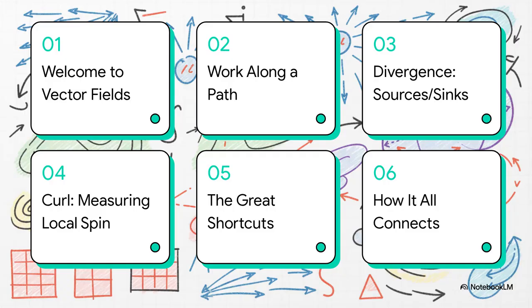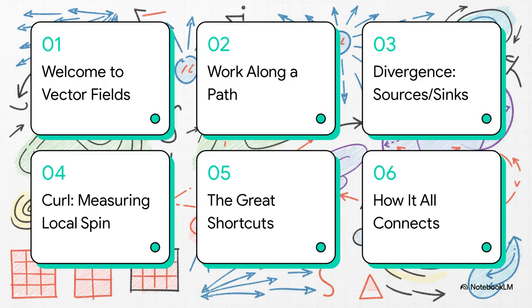All right, so here's our game plan for this explainer. We're going to start with the basics, vector fields. Then we'll see what happens when you move through them. That's work along a path. We'll zoom in to look at divergence and curl, what I like to call sources, sinks, and spin. Then we get to the really cool part, the great shortcuts. And finally, we'll tie it all together and see how it all connects.